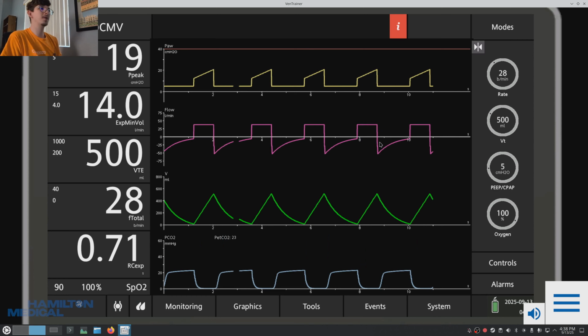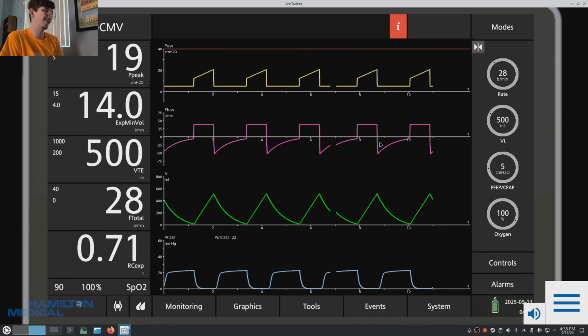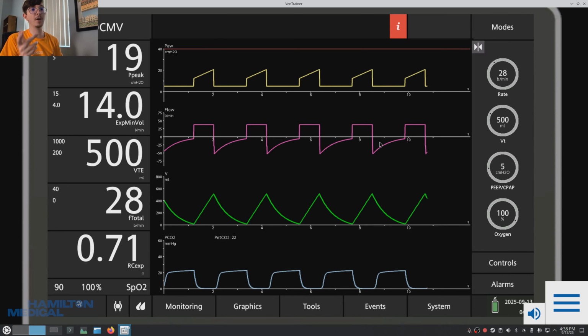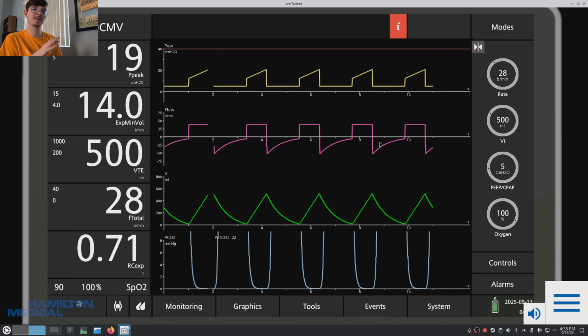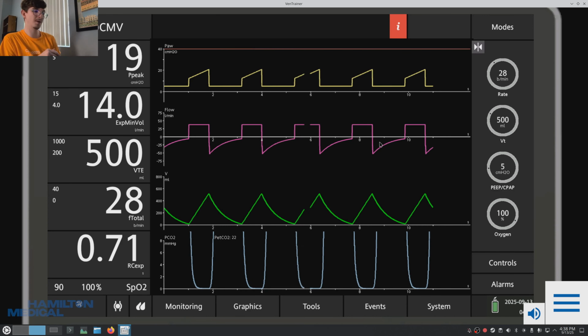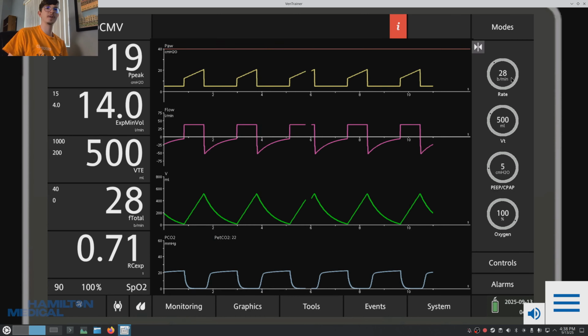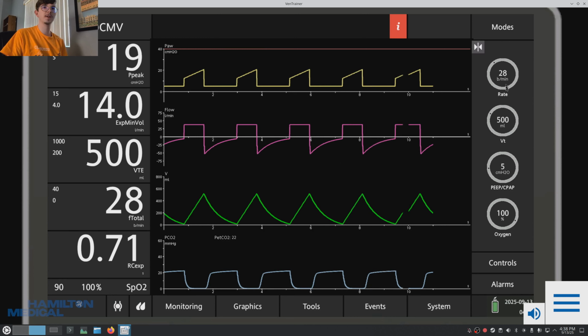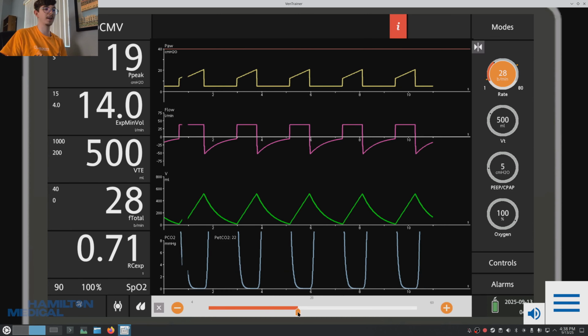Now, in volume control, we don't really worry about the inspiratory flow waveform. But in pressure control, we pay a little more attention to that. I made a video on pressure control, so if you want to see what I'm talking about, you can go watch that video. But in volume control, inspiratory flow waveform, not really too worried about it. The other thing to look for here on your flow waveform is missed triggers. So I'm just going to lower the rate back down, just because.